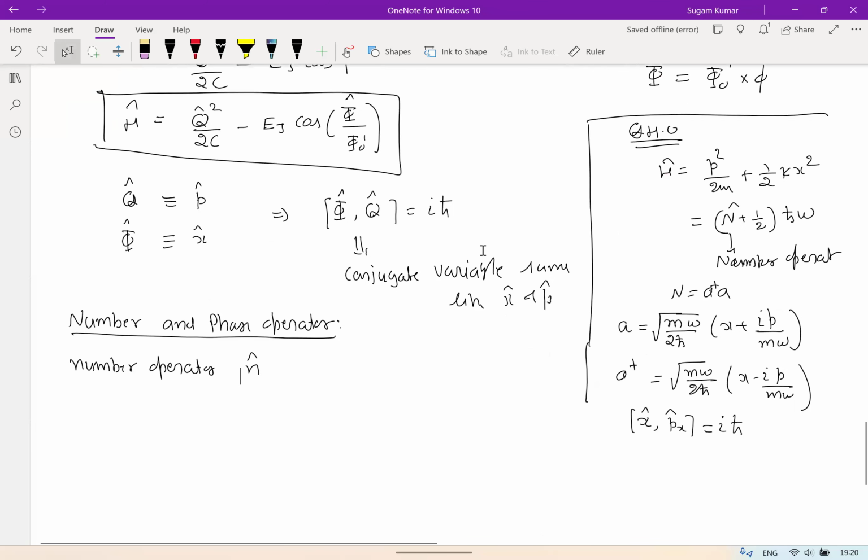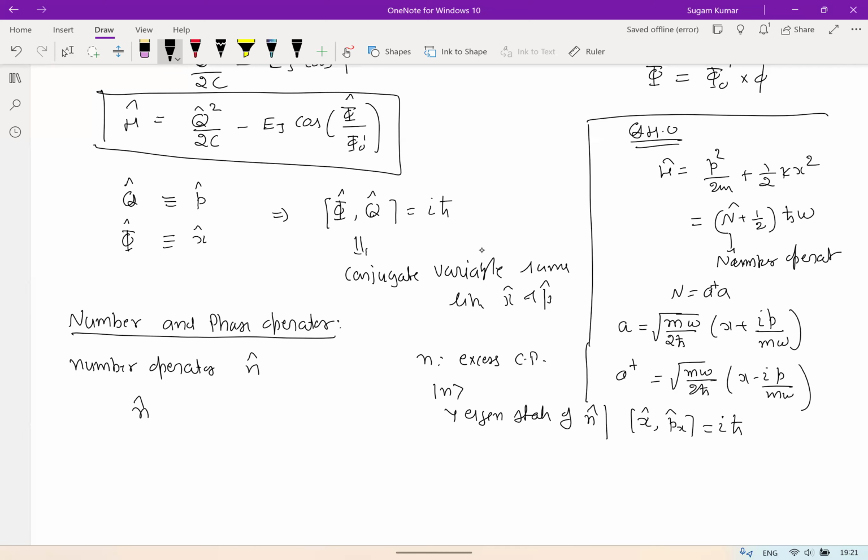What is n here? If you talk about number, then n is the excess Cooper pair. But the same thing in the operator form, I can call n cap, and the corresponding state I can call the quantum state. And I say this is the eigenstate of n cap, meaning n cap when operated on |n> is going to give n|n>.